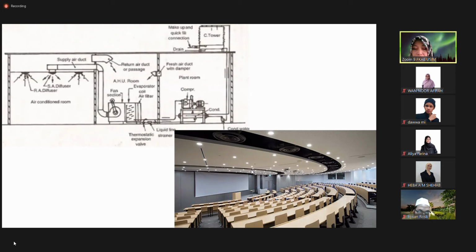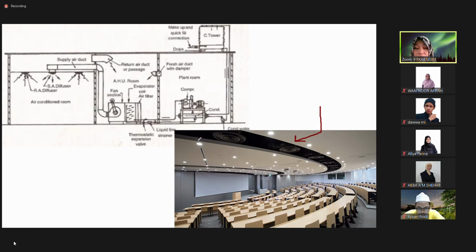This is the image. Sometimes in the hall, theater, lecture hall, exhibition hall. This is how the ID people, interior designer or the architect design the ceiling. Because they want to cover the ducting, it is so ugly. So you have to cover, you have to design. That is why when you do your interior 3D, you need to have this one.